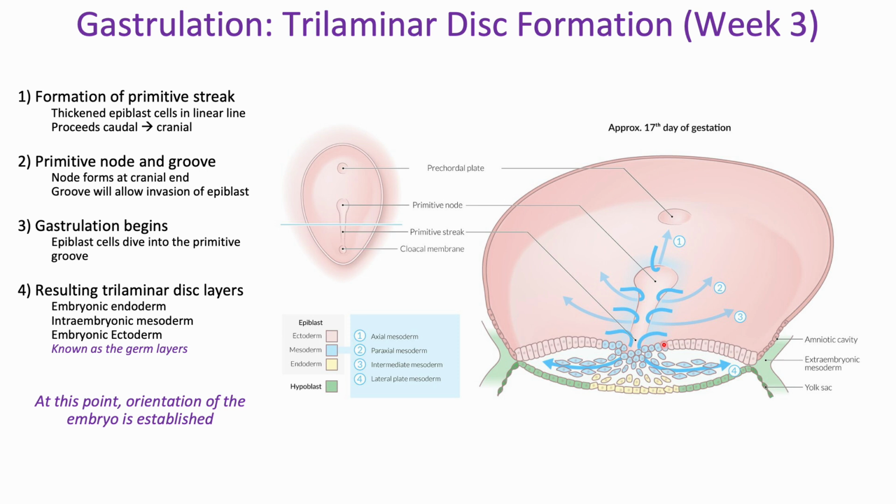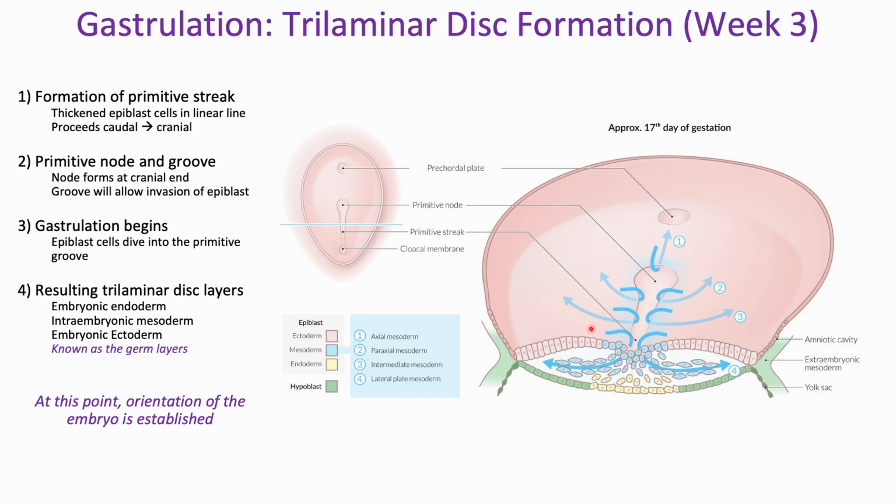And now we have an axis to define anterior, posterior, and cranial and caudal. So remember that the primitive pit is going to be the more cranial portion of the embryo. And down here, this would be the caudal portion. So we have cranial to caudal. And then additionally, we have an anterior and posterior differentiation.